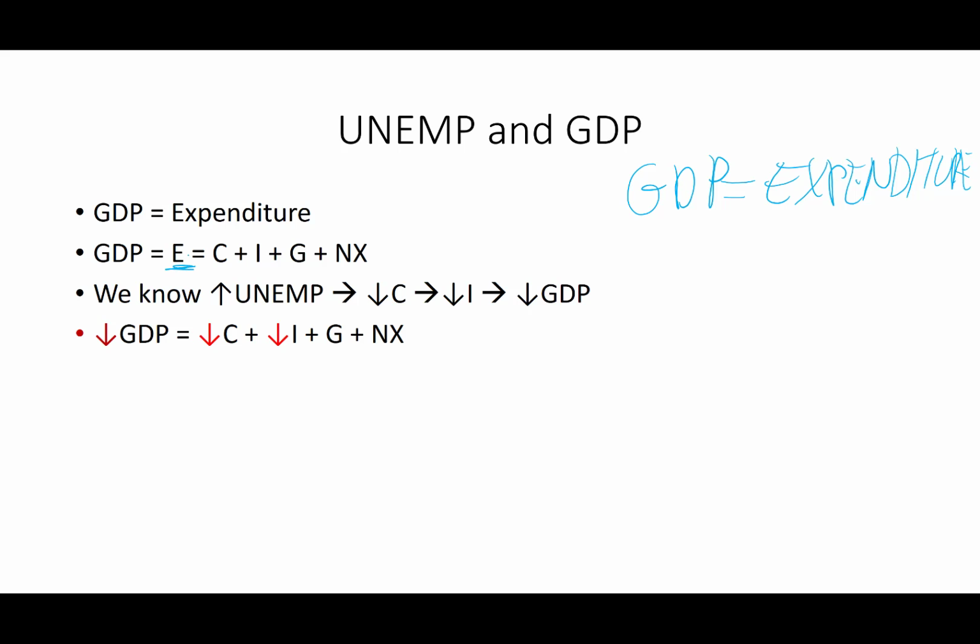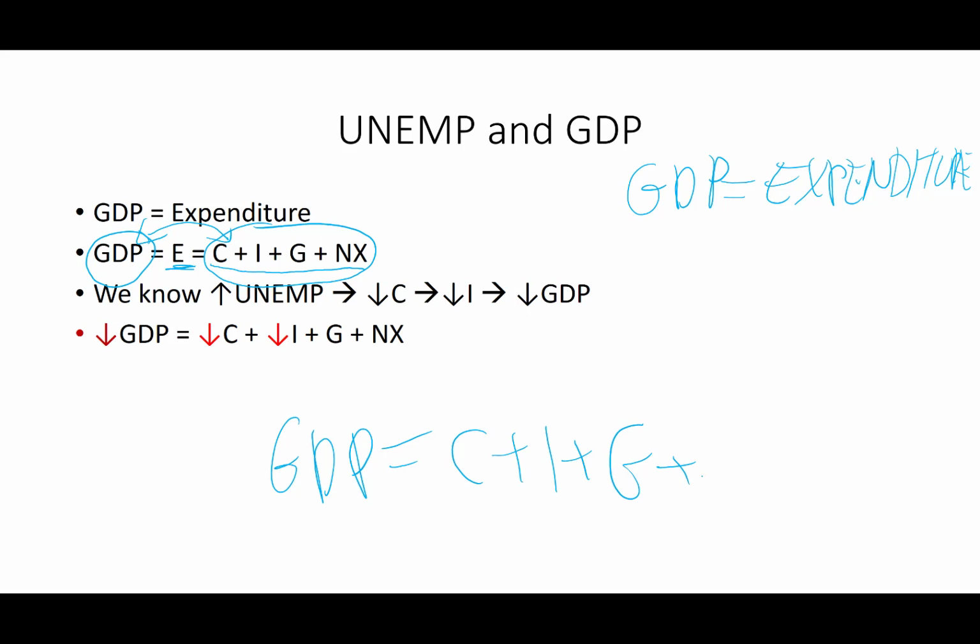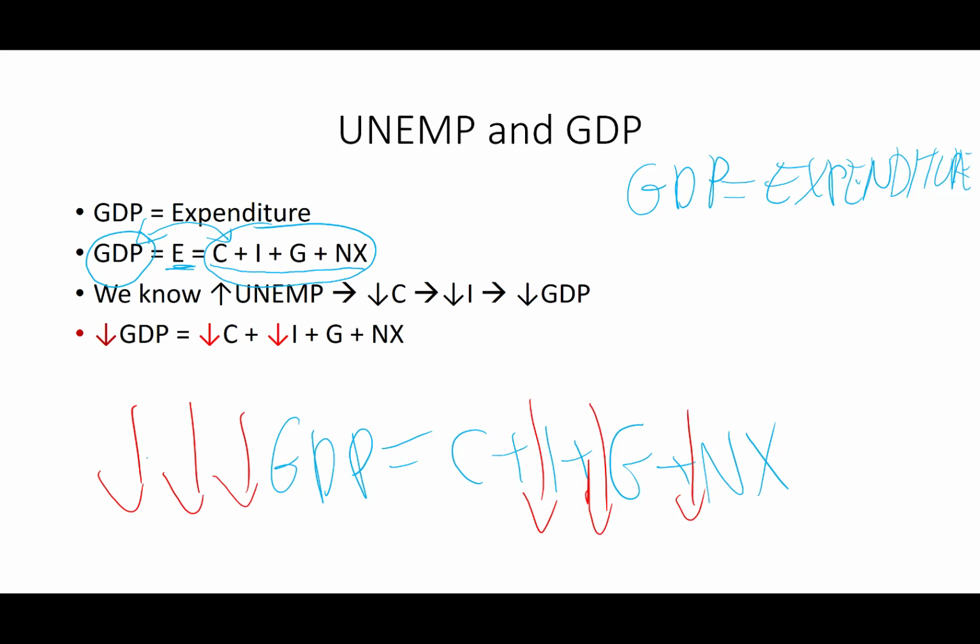And expenditure is equal to C plus I plus G plus NX, which means that GDP and C plus I plus G plus NX are equal to each other. That's why when one component of expenditure changes, then we know that that caused a change in GDP. As you see here, I'm decreasing each one, and for each one I decrease of the component, I'm decreasing GDP as well.